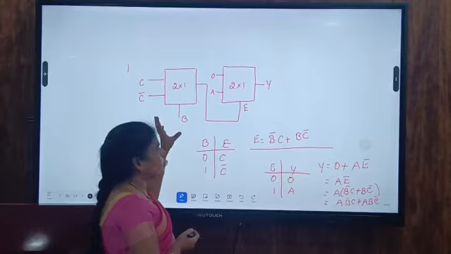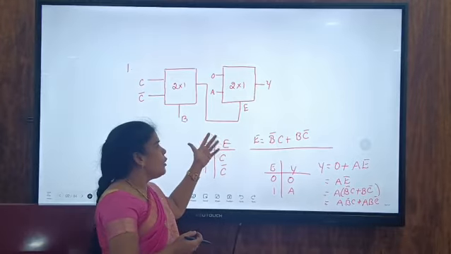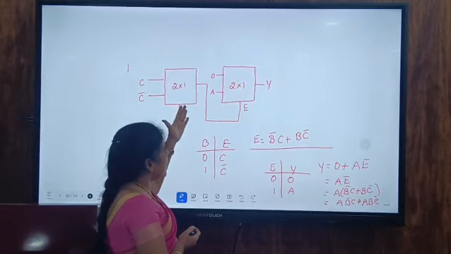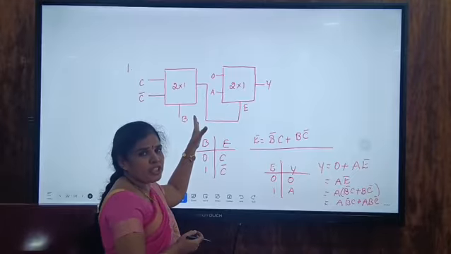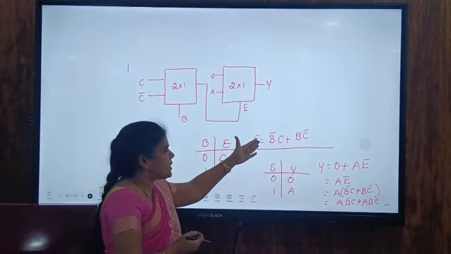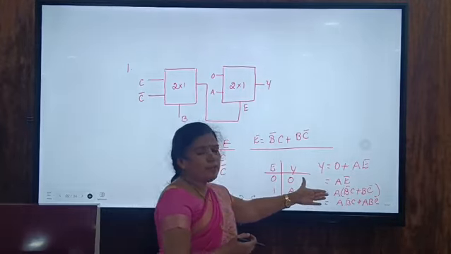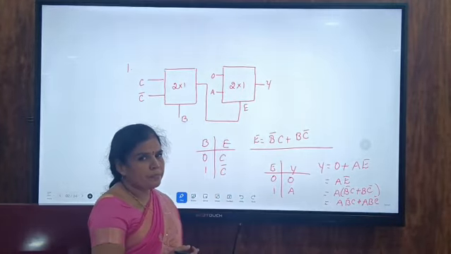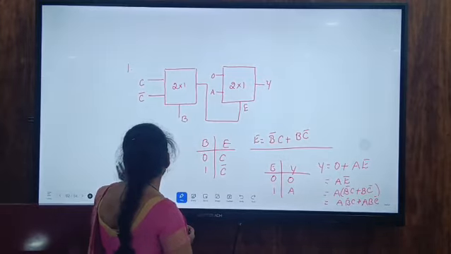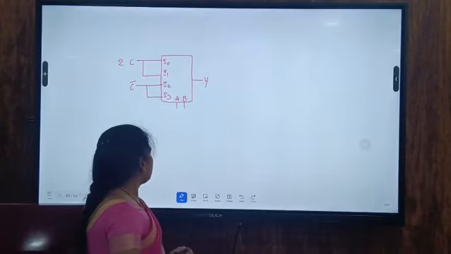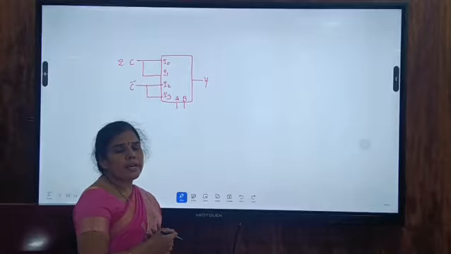So in this problem they have given two 2 by 1 muxes. First we calculate the output expression for the first stage, then that is used as a selection line for the second stage. So for that we calculated the final expression. Okay, now we are moving on to the next one. So this is the second problem.